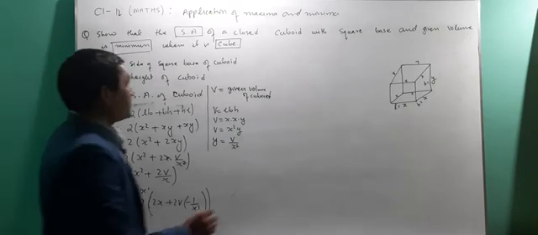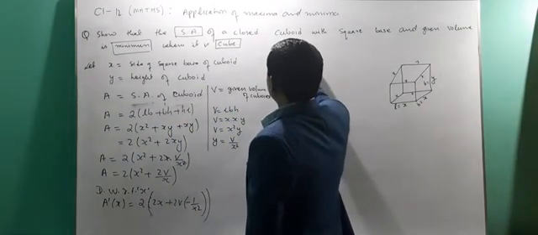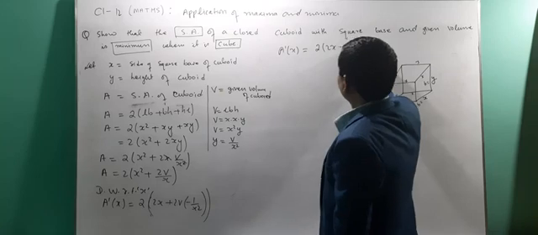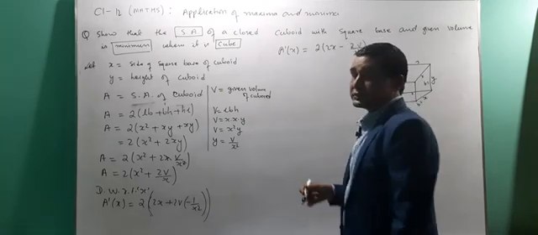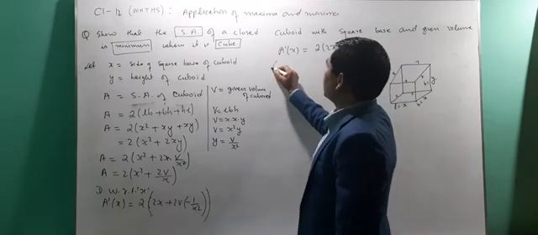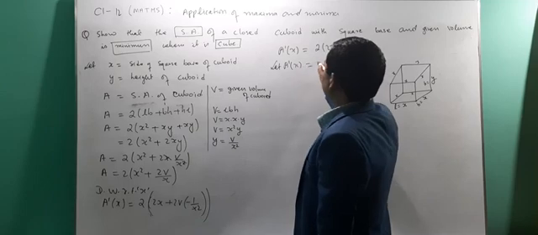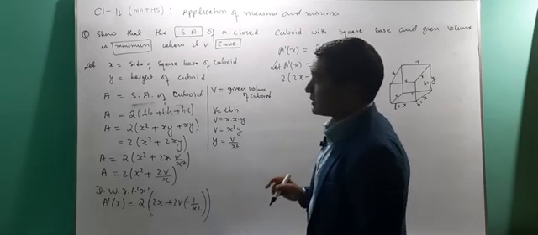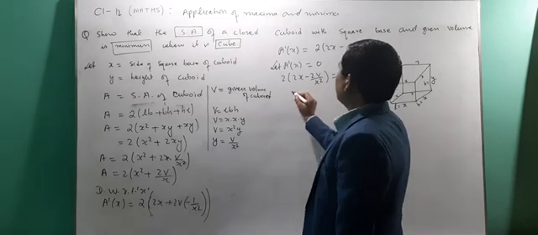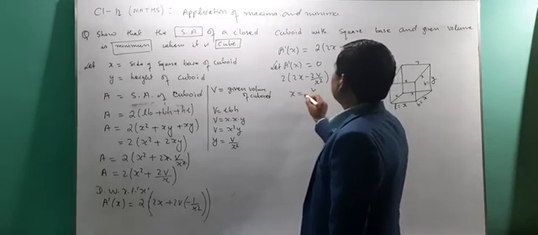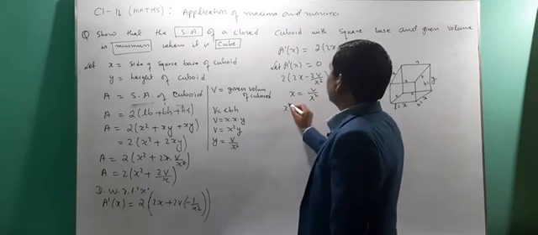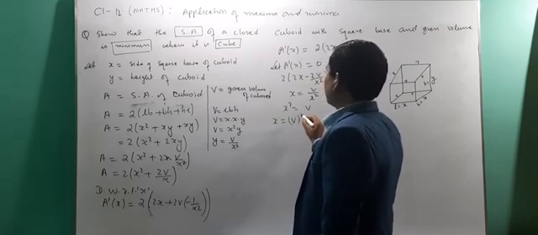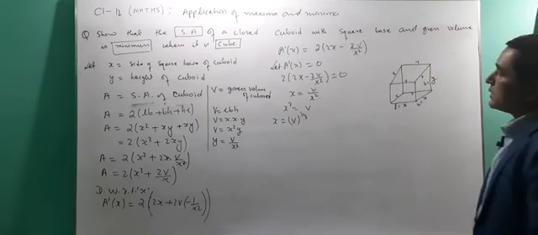After differentiation, once you simplify, A dash x equals 4x minus 2V by x square. After doing differentiation, always consider this equation equal to 0, that is, A dash x equals 0, which means 4x minus 2V by x square equals 0. From here try to get the value of the variable. Then x equals V by x square, or x cube equals V, or x equals V to the power 1 over 3. Now we got the value of the variable.